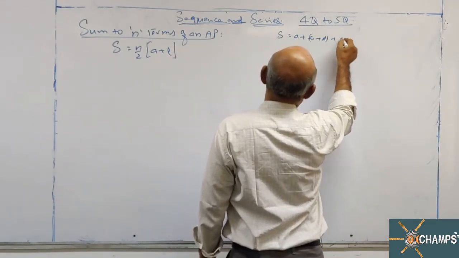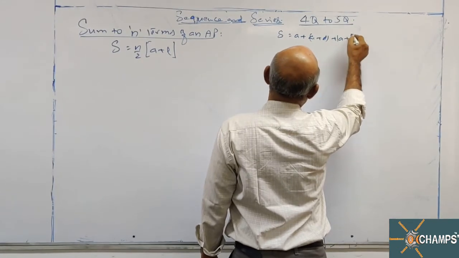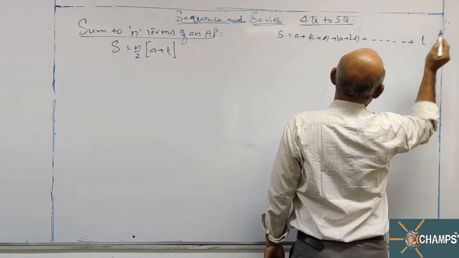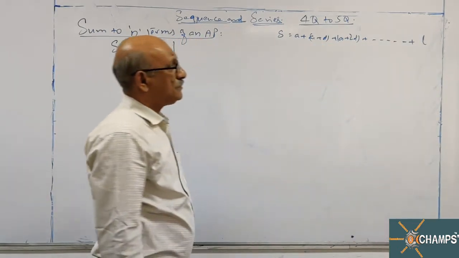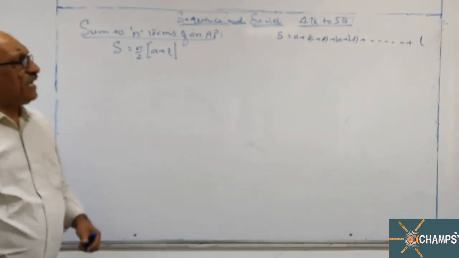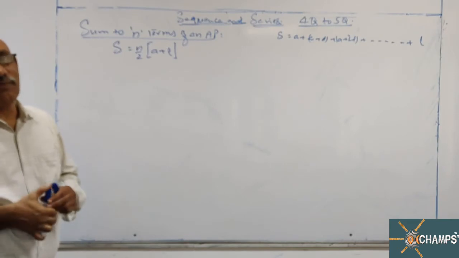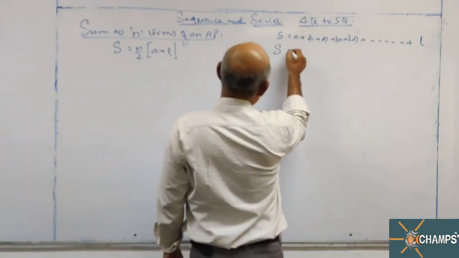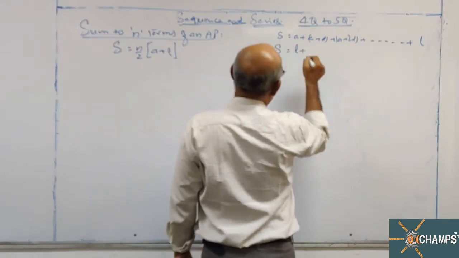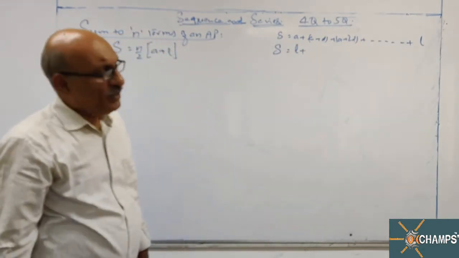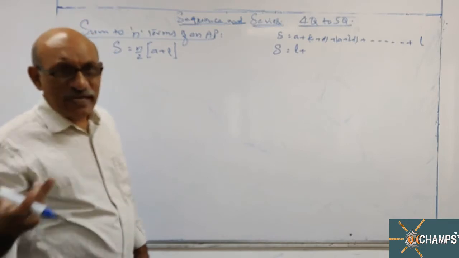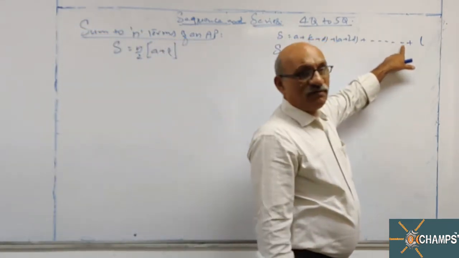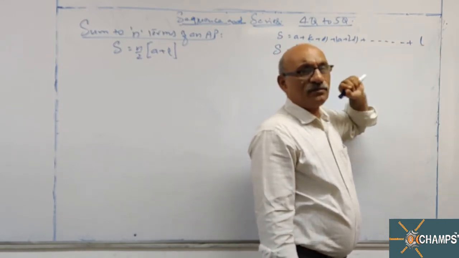S is equal to a, a plus d, a plus 2d, etc. The last term is l. Now write the sequence again, starting from the last term l. What will be the value of the term preceding the last one?